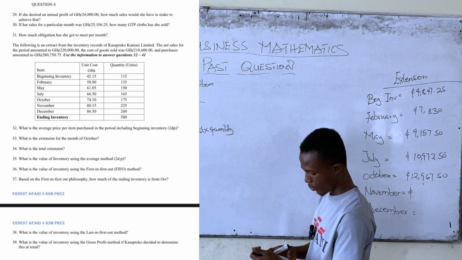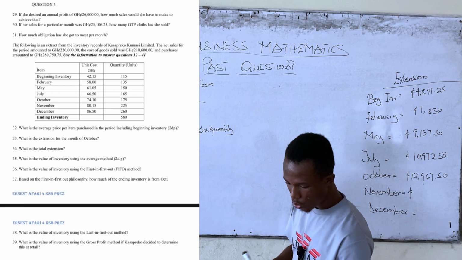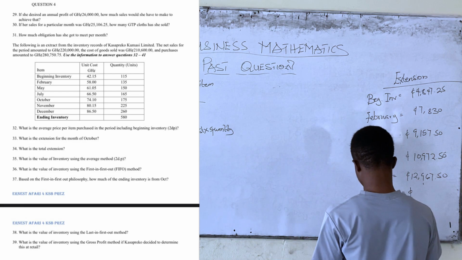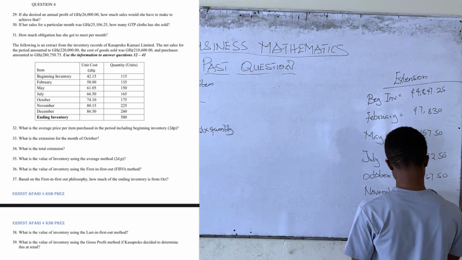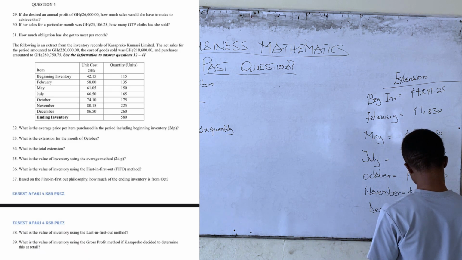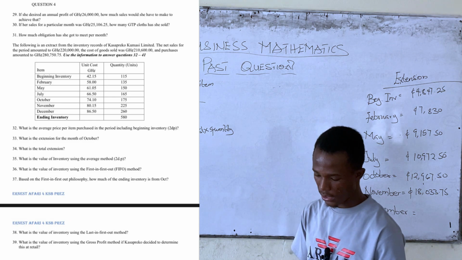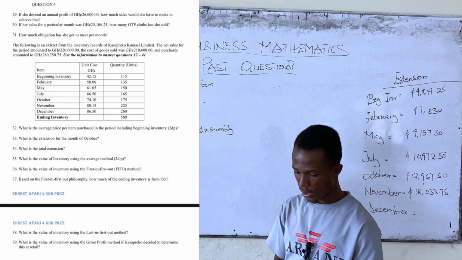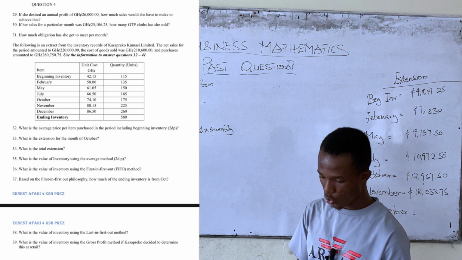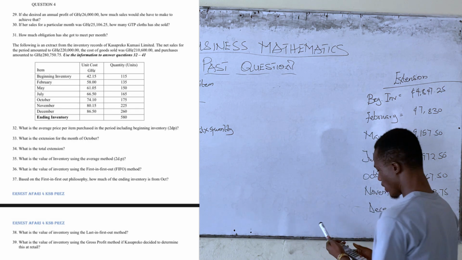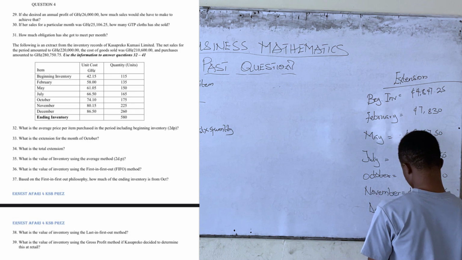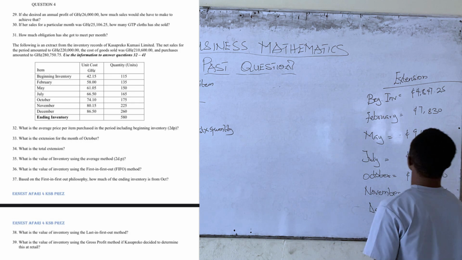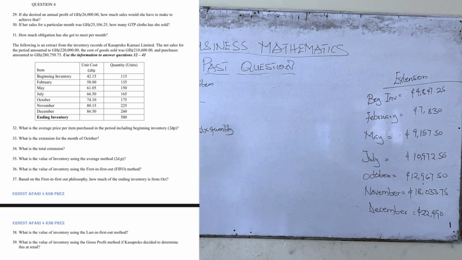Then we move on to November, 80.15 times 225, and we are going to get 18,033.75. Then the last part, December, 86.50 multiplied by 260, and that one too gives us 22,490. So we have the extensions for every item in the table. Let's start with the questions, then we know what to do as we tackle them.